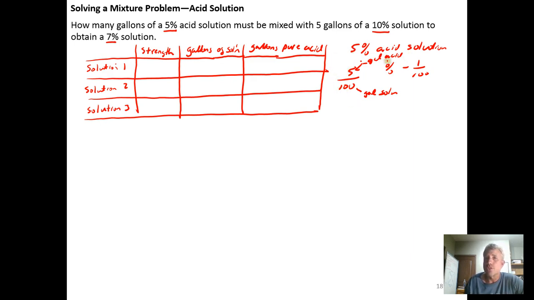So when we're given the strength of a solution, we can use it to calculate the gallons of pure acid, or whatever. It doesn't have to be acid. This could be a salt mixture. It could be any number of things where you're mixing one type of fluid with another. The percentage tells you the percent of the gallons that belong to the thing that you're interested in. So solution 1, what we're told is it's a 5% acid solution.